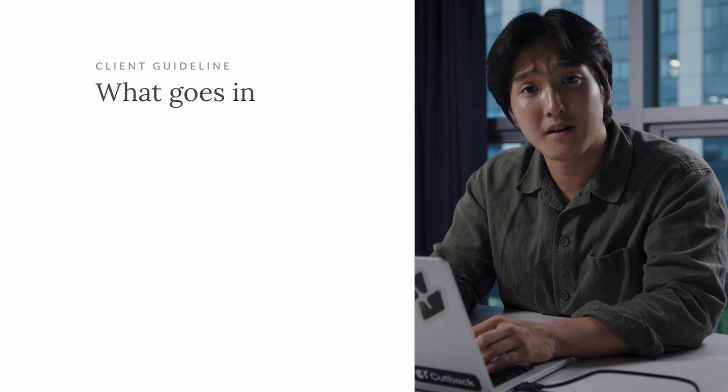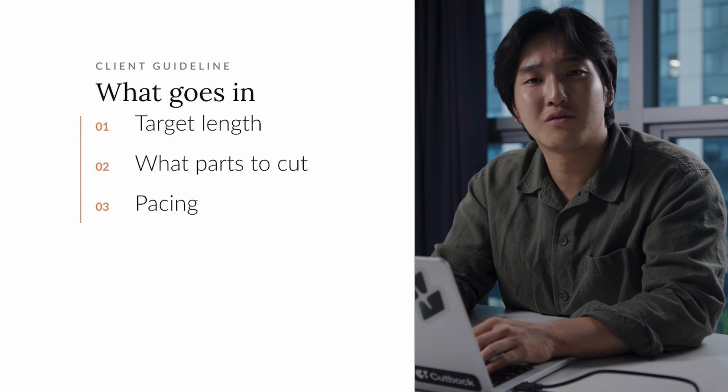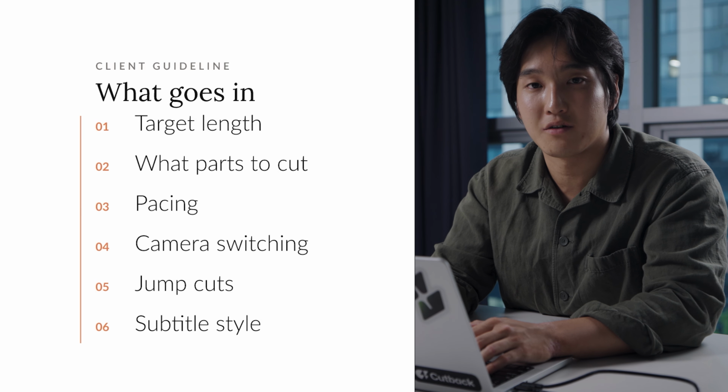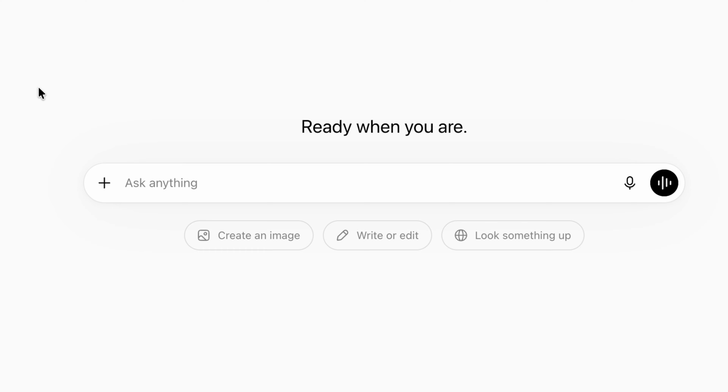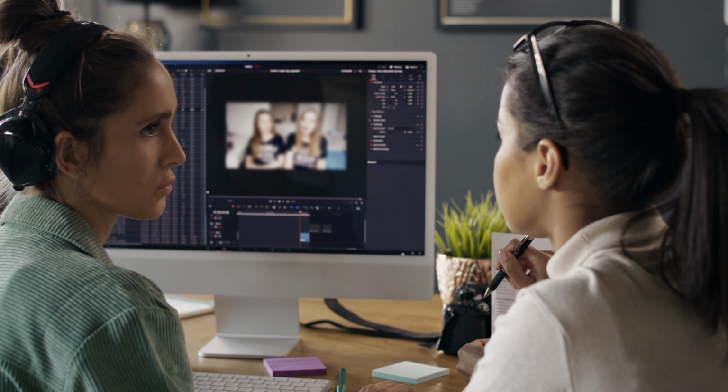It can include things like target video length, what kind of parts to cut, pacing, how often to switch cameras, whether they like frequent jump cuts, and what subtitle styles they prefer. As I get feedback from the client, I keep updating that style prompt. So when they send me a new folder, I tell Claude Codex to read the existing style first, and then apply that same style to the new footage. That's the part that makes this really useful. You're not just asking AI to edit a random video. You're giving it the same direction you would give an assistant editor who already understands the client.